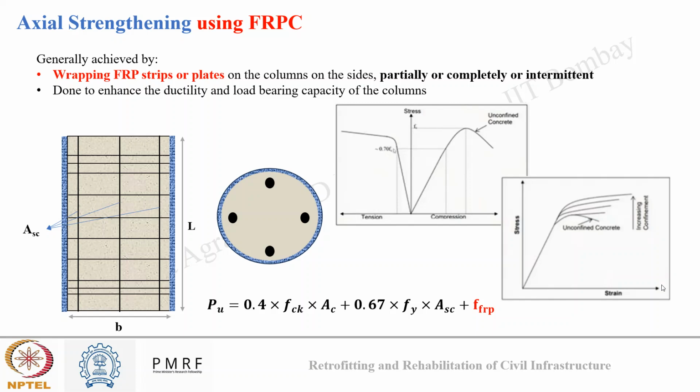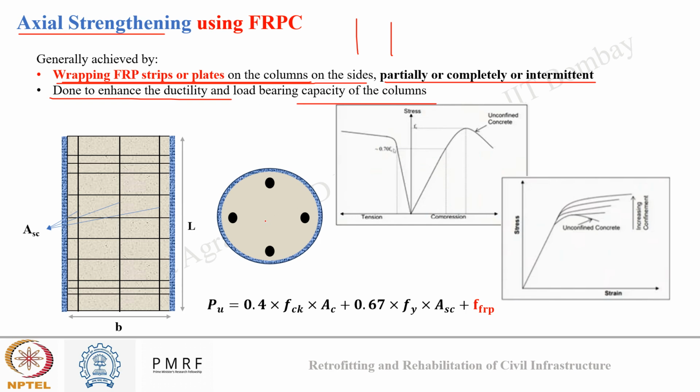So by using FRP composite, axial strengthening in concrete can be achieved by wrapping the FRP strips or plates on the columns. So basically, when we are talking about axial strengthening, it is for columns. It can be achieved by wrapping FRP strips or plate on the columns on the sides, either partially or completely or intermittently, and it is done to enhance the ductility and load bearing capacity of the column.